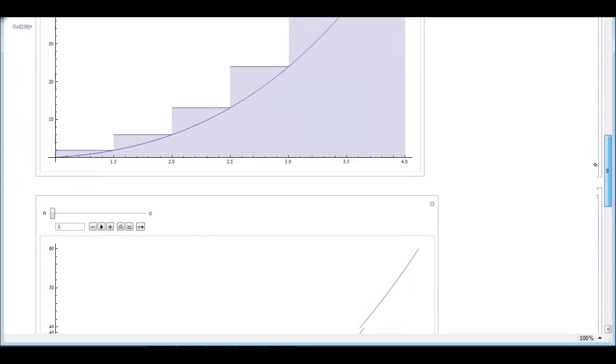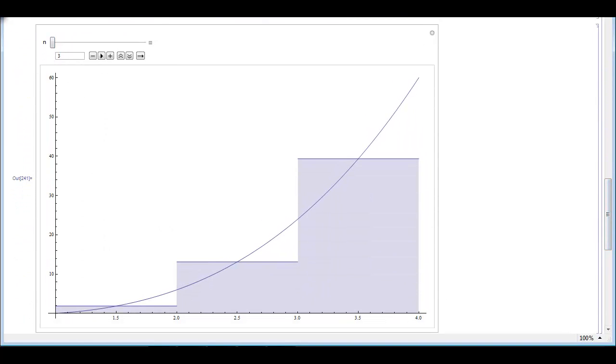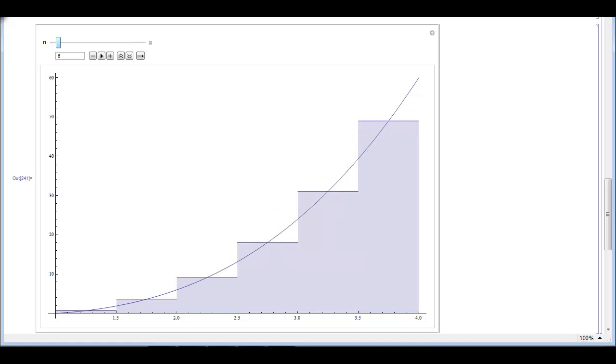Picture. Here, we've got 3 rectangles, 4, 5, whoops, there's 6. And so we get these midpoints, and again, we're hoping that the part shaded above the curve should more or less cancel with the unshaded part below the curve. So we're going to try those.